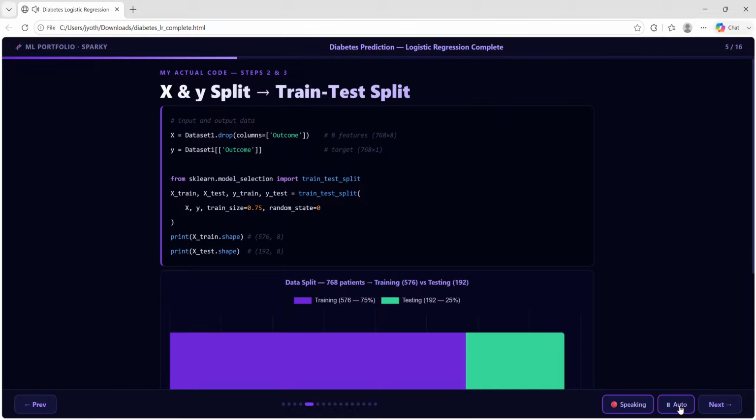Steps 2 and 3. Feature target separation and train test split. X contains all columns except outcome, our 8 clinical features. Y contains only the outcome column, 0 or 1. Then we split, 75% goes to training and 25% to testing using train_test_split with random_state 0 for reproducibility. X_train is 576 rows, X_test is 192 rows.